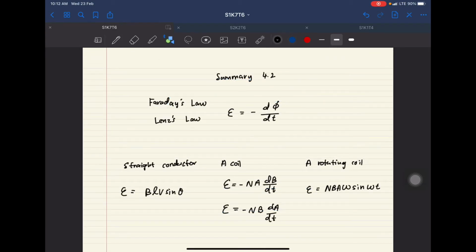So the summary for this chapter: first, you learned about Faraday's law and Lenz's law. Faraday's law says that induced EMF is directly proportional to d phi over dt, and the negative sign is there because of Lenz's law, where the direction of induced EMF tries to oppose the change in flux. Then you have a straight conductor, a coil, and a rotating coil case. So there are three cases now.